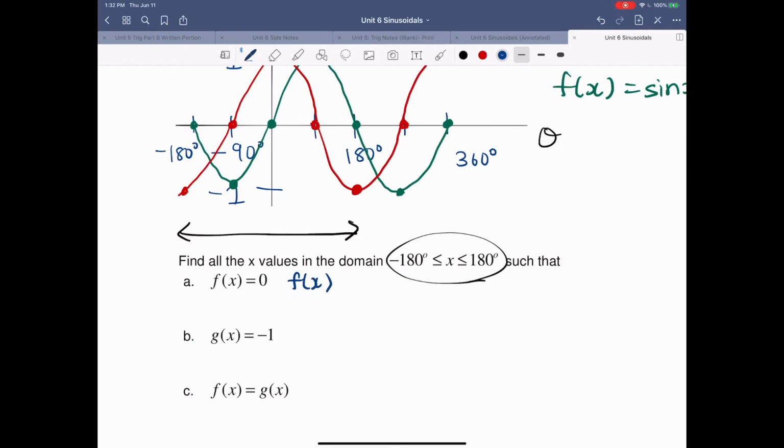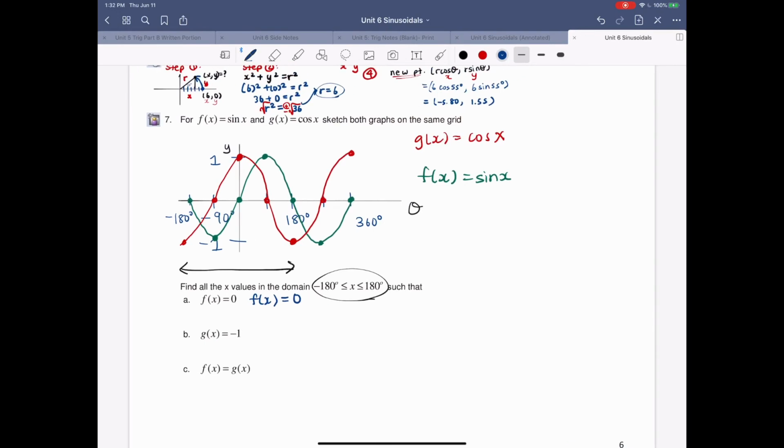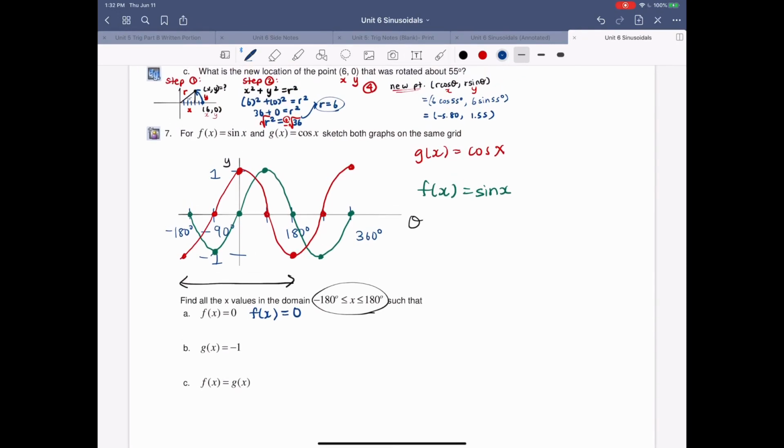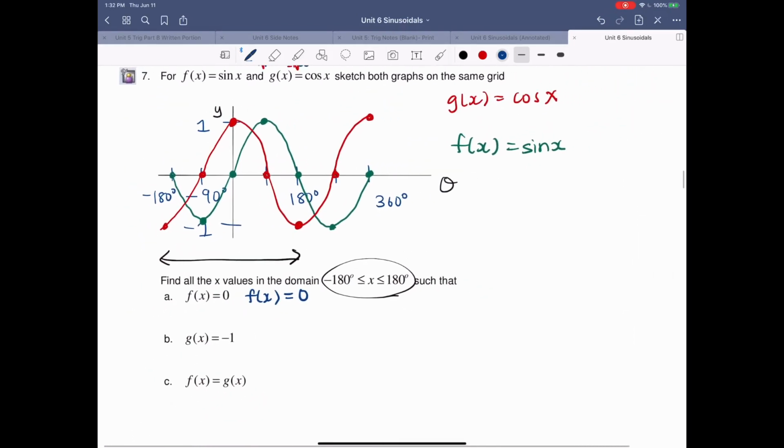So f at x is equal to 0, it says. Well, if that is the case, and I need to find the x values corresponding to that, it's basically saying the y value is 0, what x value makes it true. That's the non-function way to think about it. So that means I am looking at the green graph. Green graph was sine x. So I'm just going to write it so that I don't have to think too much and say, okay, when is my sine x equal to 0?